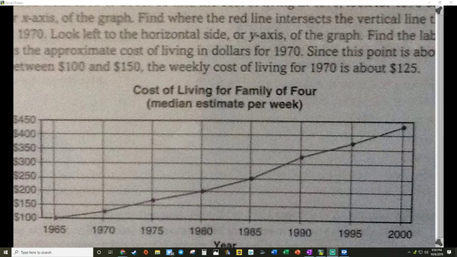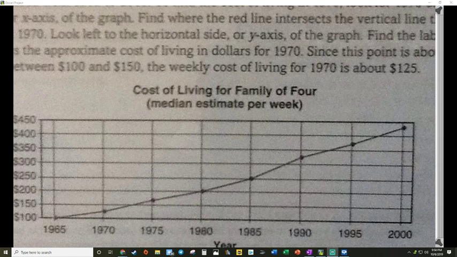This line graph is the cost of living for a family of four, estimated per week over 35 years. Looking at 1965, it starts at an estimate of around $100, and 2000 is about $425. So it's steadily increased all the way up. Using this graph, we are going to answer some questions.